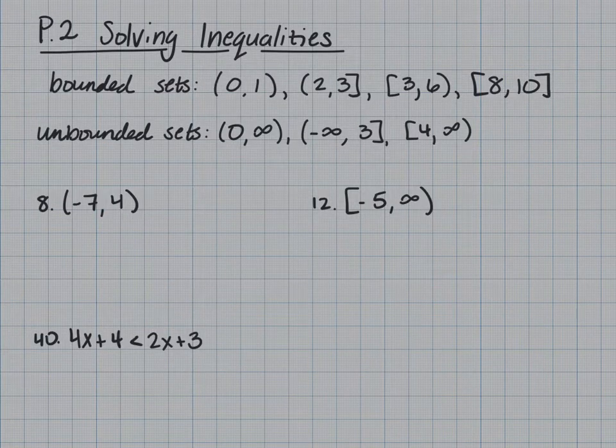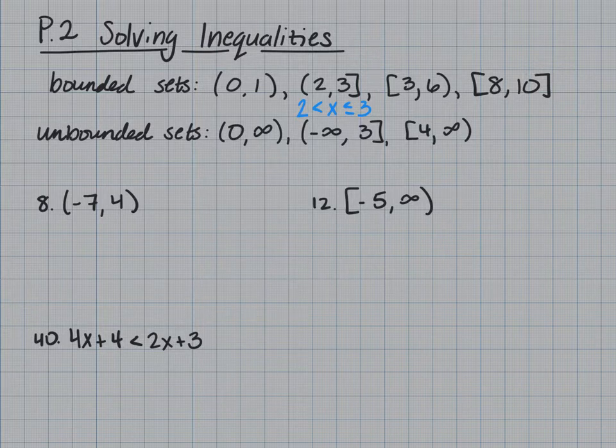Next, we're going to look at P2, which is on solving inequalities. So quickly, I want to review the difference between bounded sets and unbounded sets. In bounded sets, our list here has the interval from 0 to 1, with open parentheses. That's going to be an open set. We've got 2 to 3, open because it's got the parenthesis here, and then closed because it's got a bracket there on the 3. So if we were to write that as an inequality, that would be 2 less than x less than or equal to 3. The bracket tells me that's also equal to 3. The answer can also be 3.